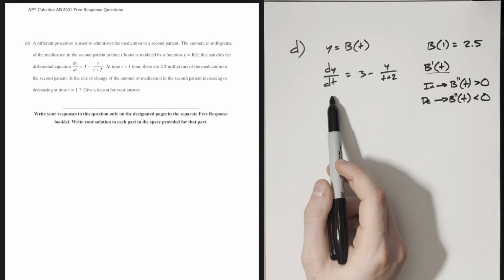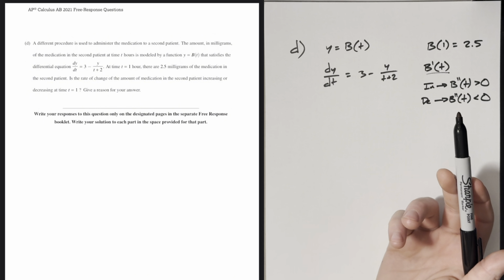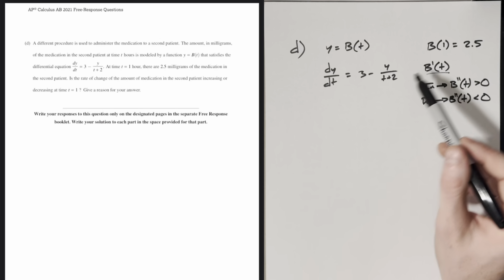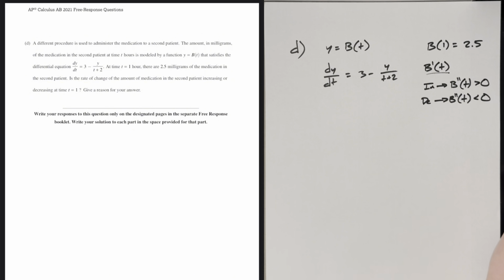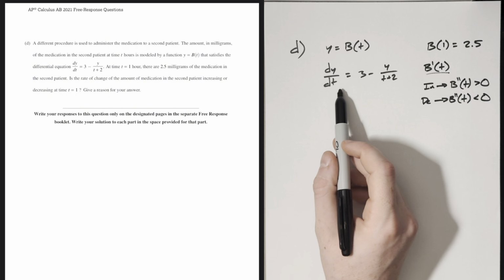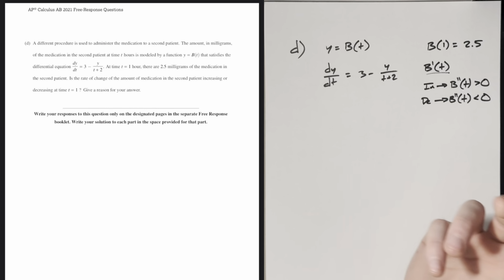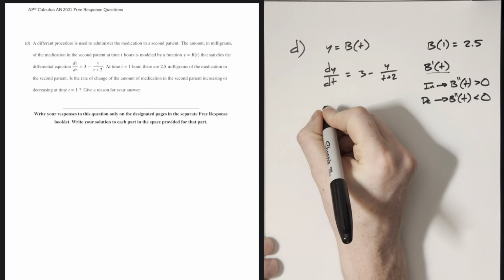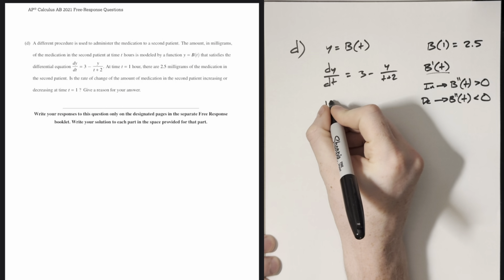Now the great thing is I already have the first derivative. I could solve for it by plugging in my initial condition. But I don't want the first derivative. I want the second derivative. So how could I find it? Well, when I take the derivative of the first derivative, what do I get? The second derivative, right?